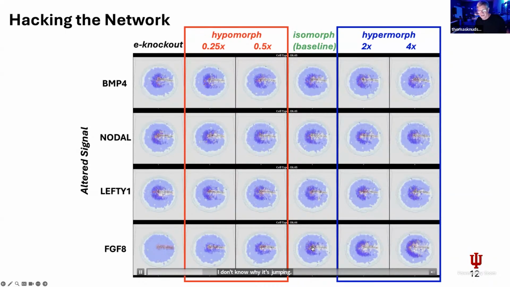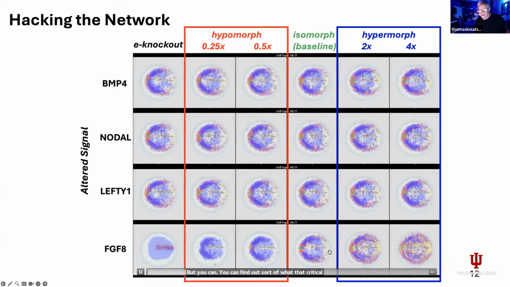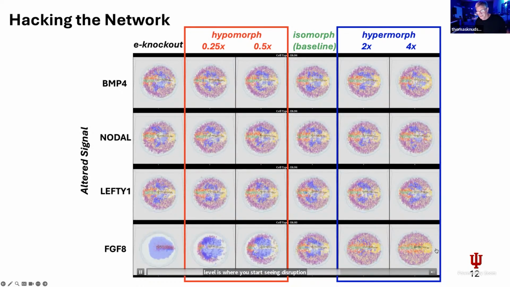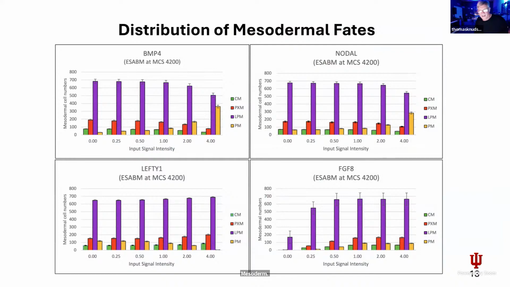But you can find out sort of what that critical level is, where you start seeing disruption of populations of cells that you care about, such as the posterior mesoderm. And you can map that out. I'm not going to go through this, but this is just looking at the quantal distribution of these different cell types for the mesoderm as a function of how much signal there is, from a complete knockout to a ludicrous amount of signal, where one is the control. And you can see that you can start making statistical arguments about how much in the model is critical for normal development.